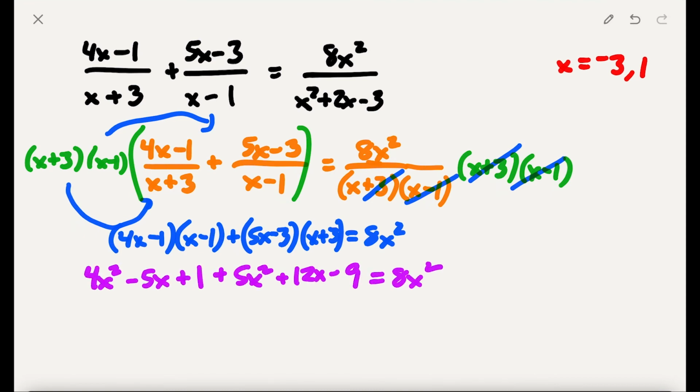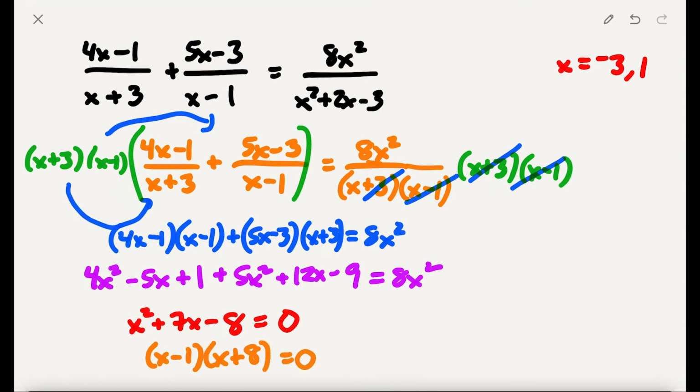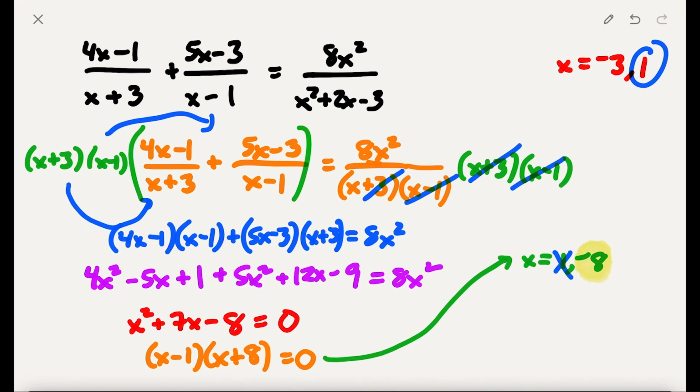You end up with something like that. I'm going to subtract off that 8x squared from both sides, and you're going to be left with x squared plus 7x minus 8 is equal to 0. Okay, I'm going to factor this here, and you will get x minus 1 and x plus 8 is equal to 0, which means x is equal to 1 and negative 8. But if you recall, 1 is actually one of the possible excluded values there, so you cannot include that as one of the answers. So the only answer for this one would be negative 8.